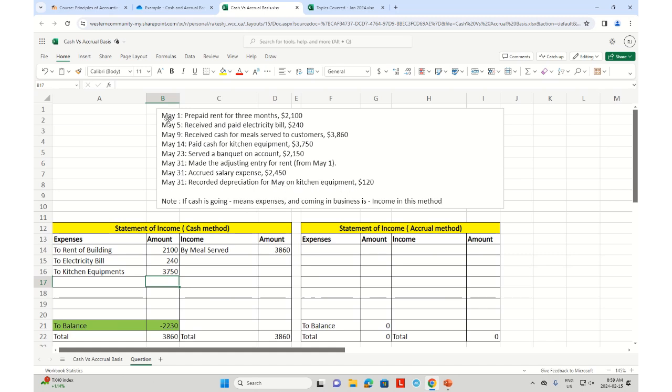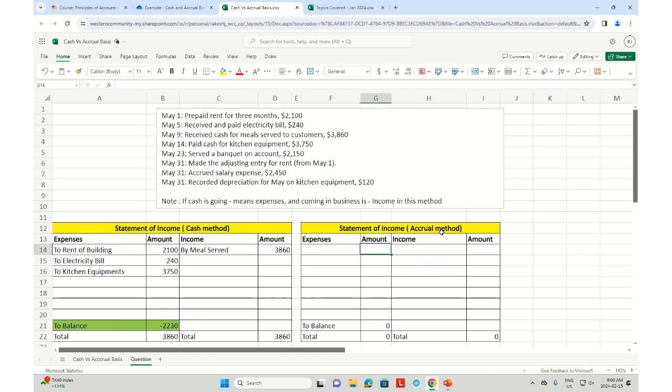For the month of May, as you can see, the transaction and the cash statement of income that we are preparing is only for the month of May, from the 1st of May till 31st of May. Now depreciation will not come here under this method of accounting. So now this is what we have come to know: that there is a loss of 2230.